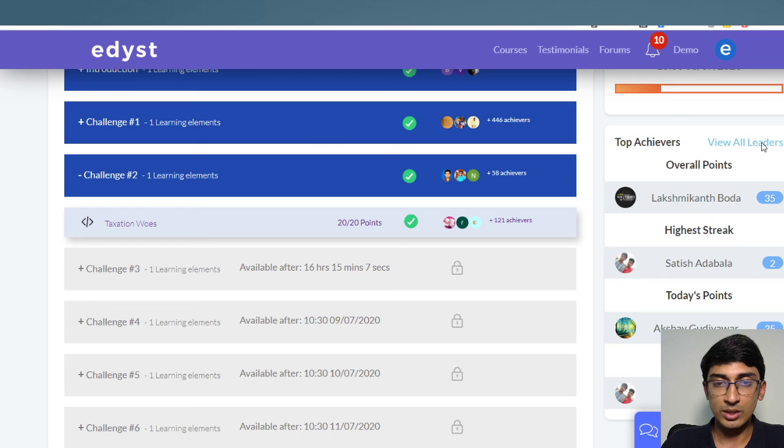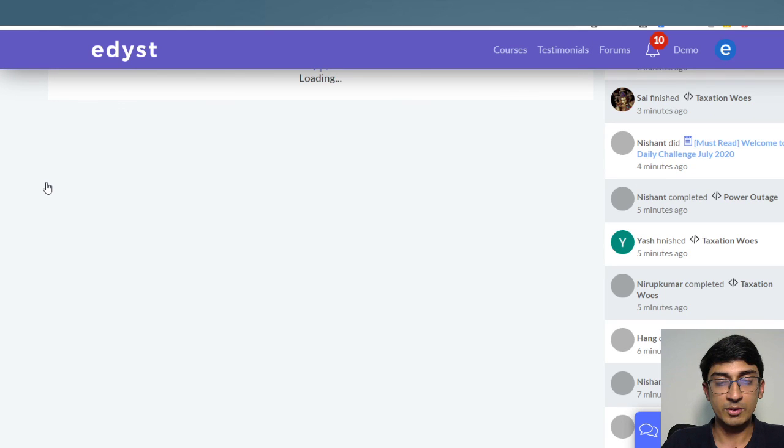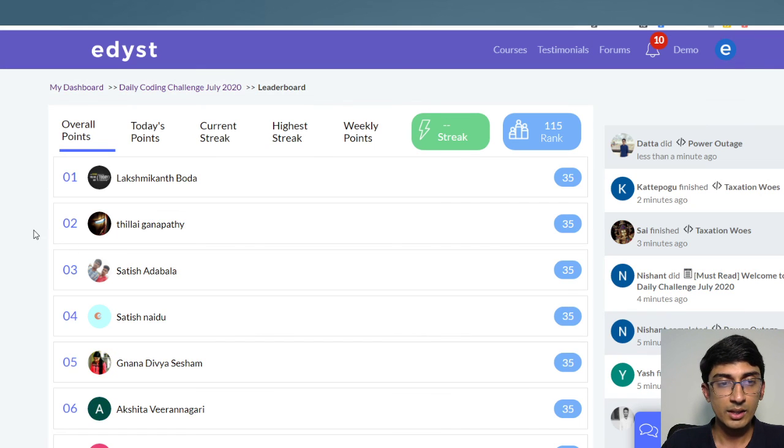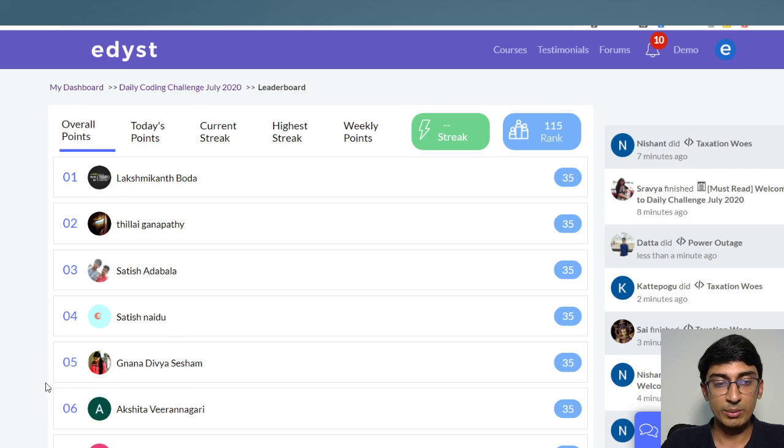I just want to give a shout out and a congratulations to the leaders right now. Let me just open up the leaderboard. Yeah, so to Lakshmikant, Lakshmikant is the first person today to crack this. So congratulations to Lakshmikant for being the topper today. And let's see who is the topper going forward for tomorrow, day after, and at the end of 10 days. So congratulations once again, Lakshmikant.